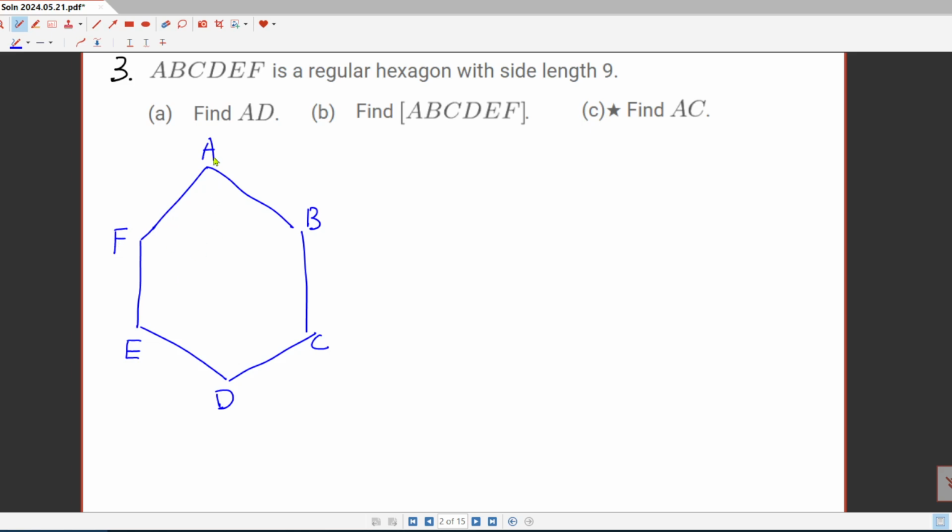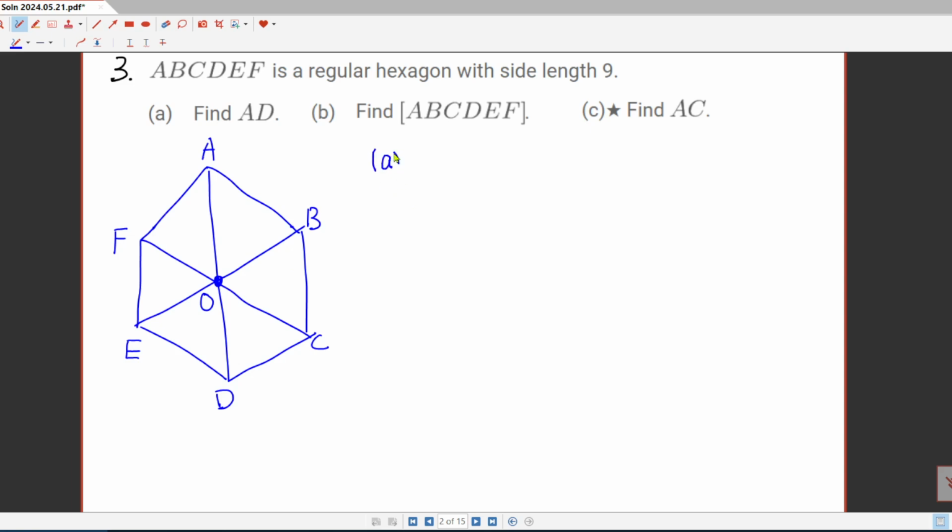And we can draw the diagonals AD, BE, and CF. Because it's a regular hexagon, we know that they must intersect at one point here, right? Let's call this point O. And we have learned in our lesson that these diagonals divide the regular hexagon into 6 congruent equilateral triangles, right?